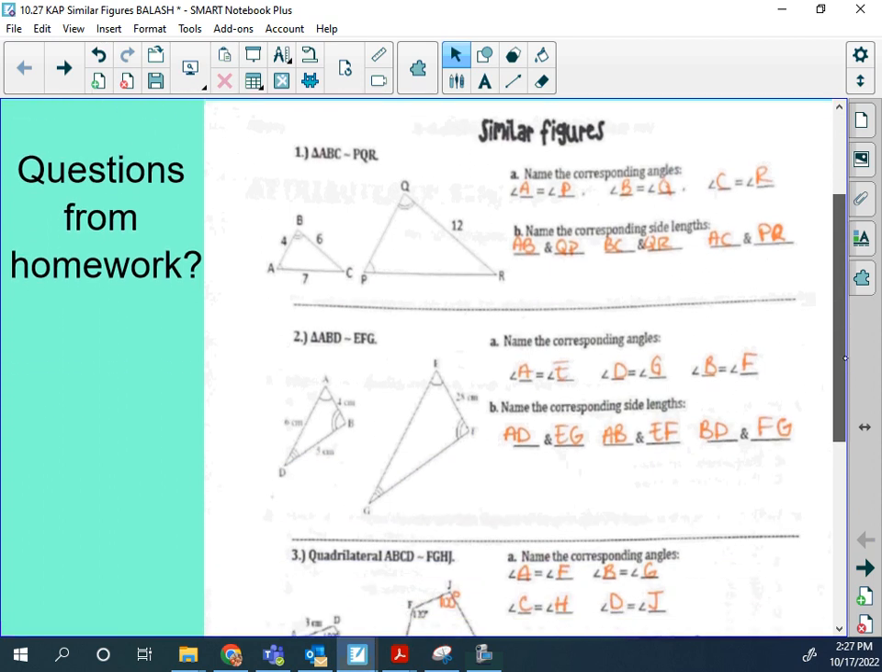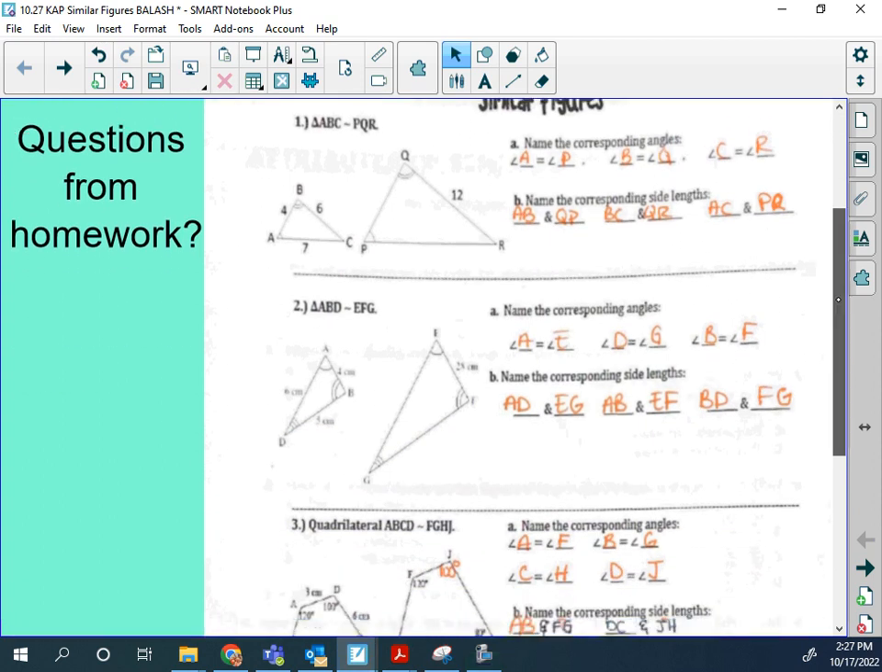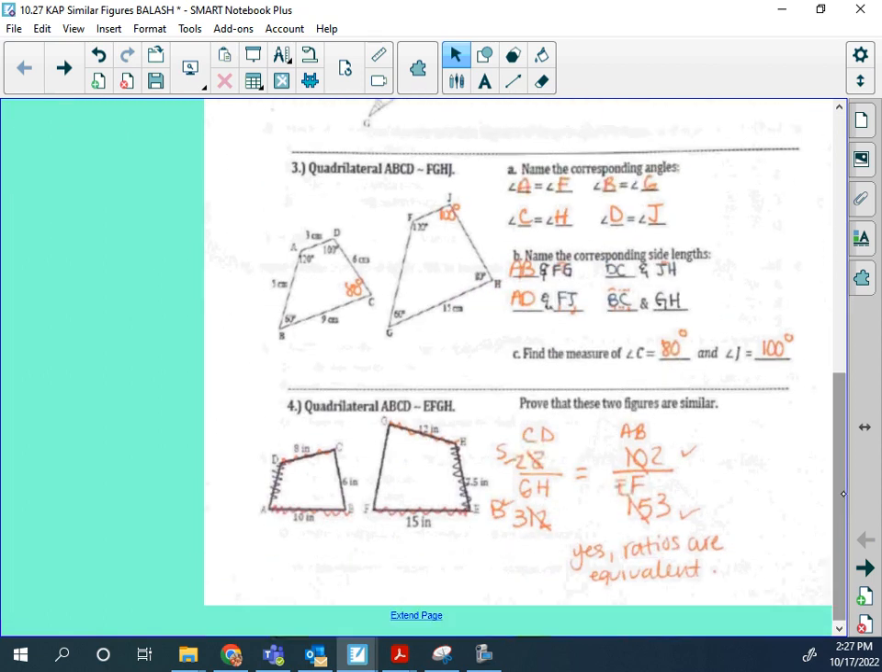Okay, here is the key from yesterday's homework. If there are any questions, please pause and let us know.